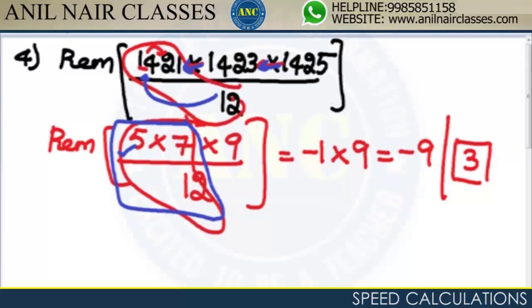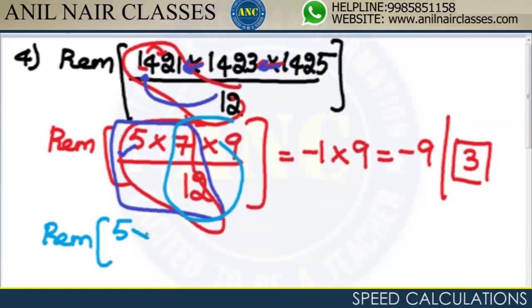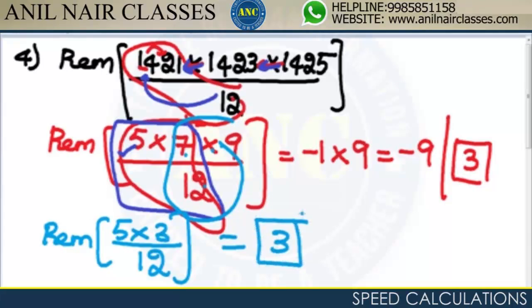You might ask me, sir, why can't I take this 2? You can take that 2. That also will give you the same answer. 5 into 7 into 9 is 315, 12 5s are 60. If you divide a number by 12, you will not get 15. 15 divided by 12, 12 ones are 12. Positive remainder is 3.